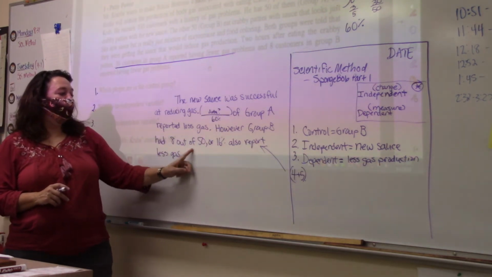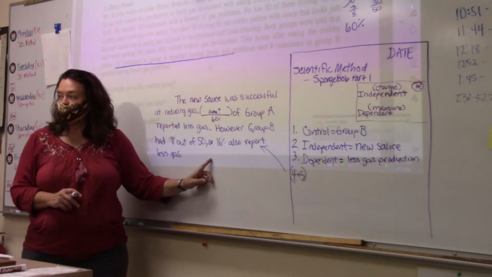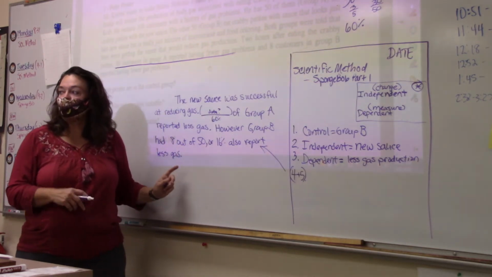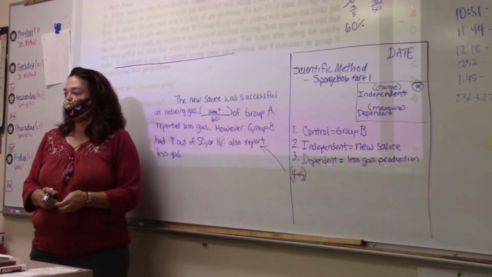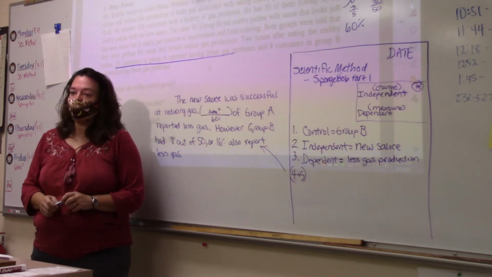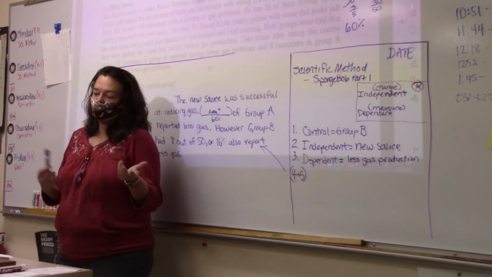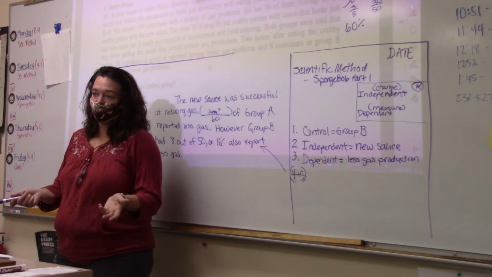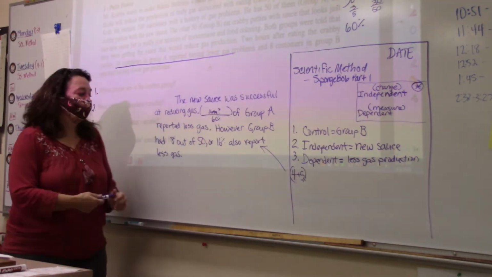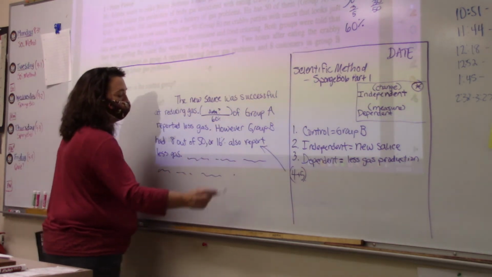However, Group B had 8 out of 50 or 16% also report less gas. This was because they thought they were getting the new sauce, and so they thought they were feeling better. You need to write that down. Because that's the reasoning part of why the group that didn't get the new sauce is reporting something you would think they shouldn't. So you guys are writing that part down. I'm not writing all of this for you.